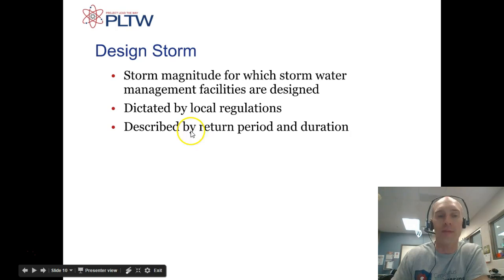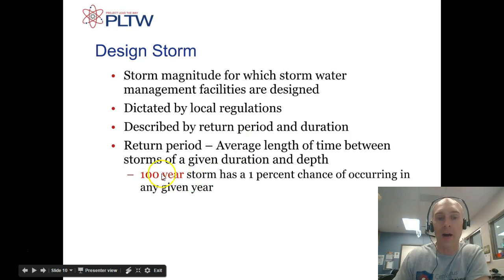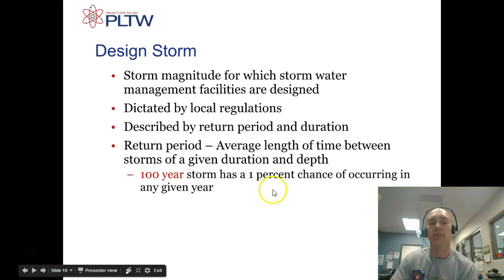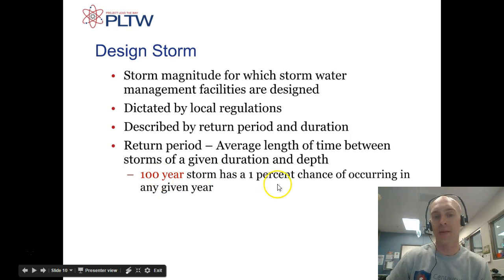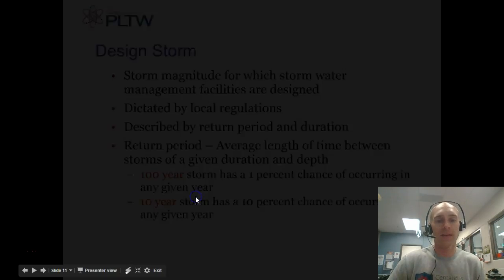This is a storm that can occur every 25 years, and we assume that it would be a 1-hour storm. That's what is meant by return period, a 25-year storm that lasts for 1 hour. So those are two values that you use to find that intensity. Return period is the average length of time between storms. I said 25-year; that was the example I gave. And a 100-year storm has a 1% chance of occurring in any given year. A 10-year storm has a 10% chance. So using these values, we can convert that into a percentage.